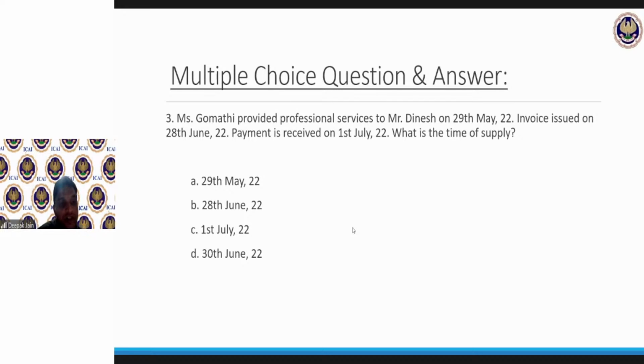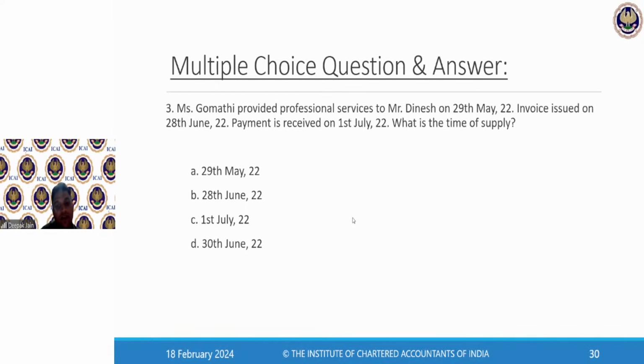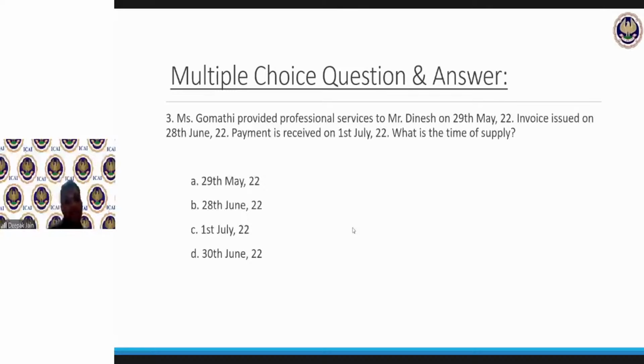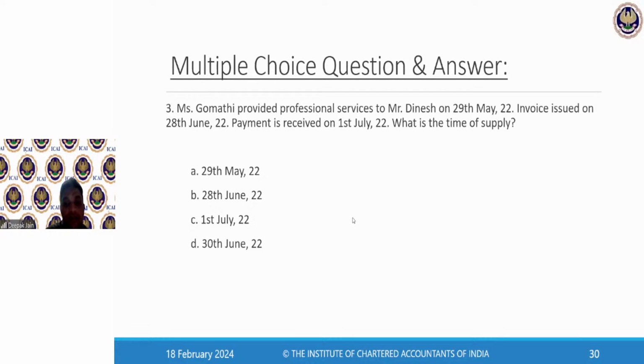Wow, this question is really confusing. So I'm getting mixed answers, all kinds of answers, A, B, and C. The point is when the professional services are provided, it's a service provision. It is provided on 29th May. When should the invoice be issued? It should be issued within 60 days. But the invoice is issued on 28th June. So the invoice is issued on time.